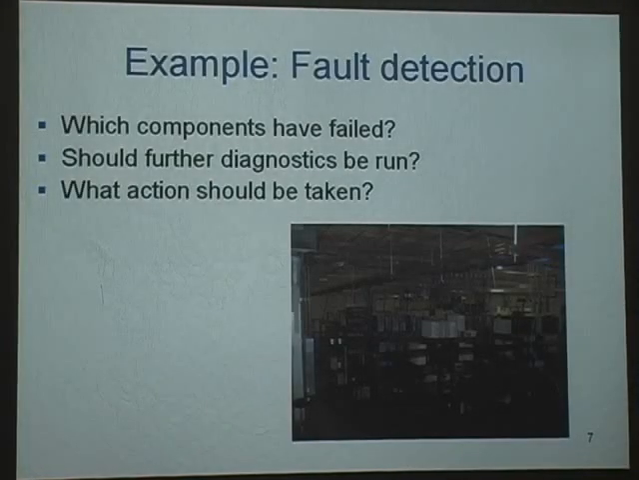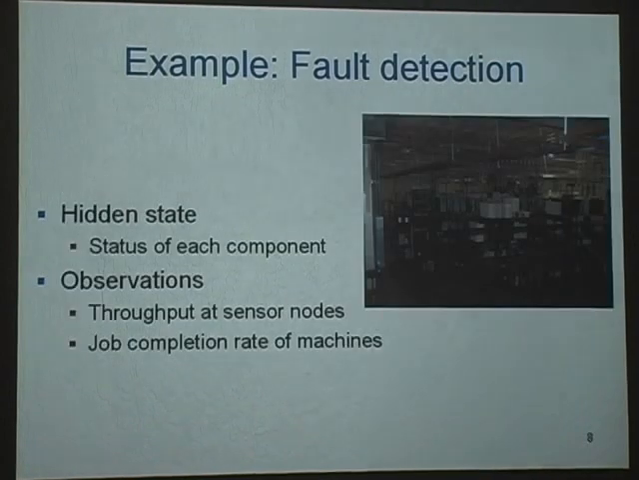So here's a couple of other examples. This is a picture of a room with a large compute cluster. And so here we might have various questions like keeping track over time of which components have failed. Should we run diagnostics on any part of the system? Should we take any particular actions to fix things? And again, this can be naturally modeled by having hidden state being the status of the various components, hard drives, networks, switches, and so on. Observations being, say, throughput at various sensor nodes in the network, job completion rate of machines, and so on.